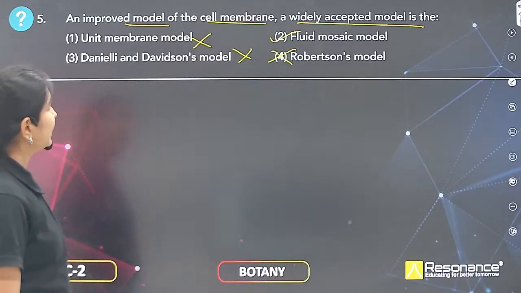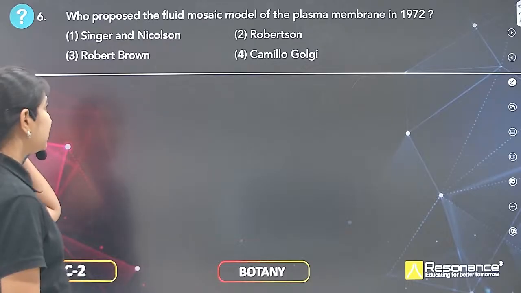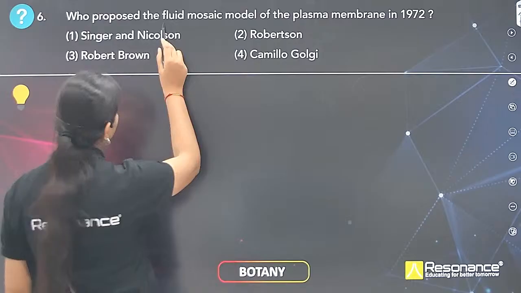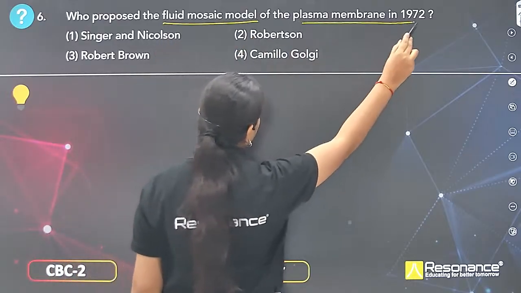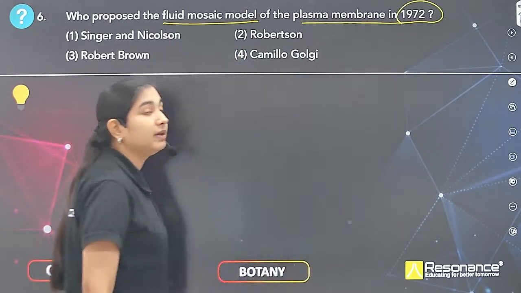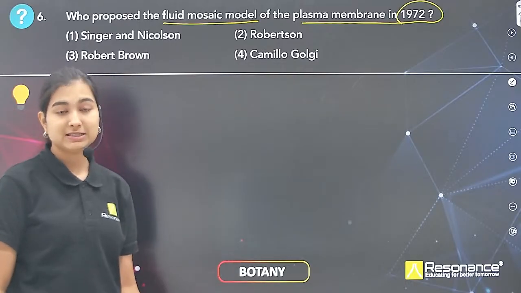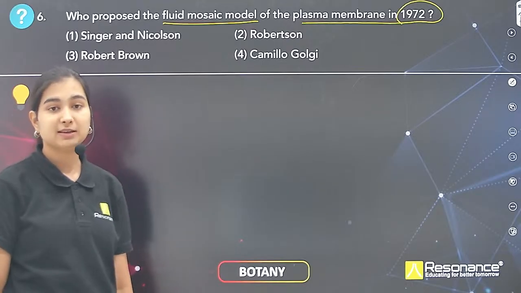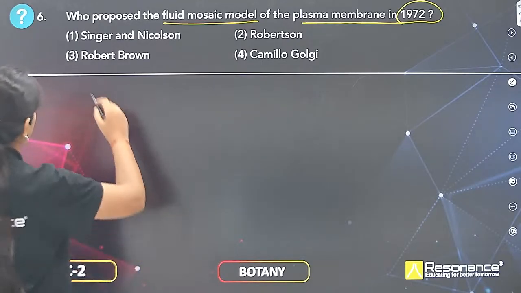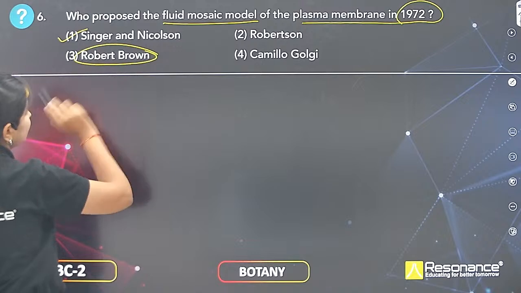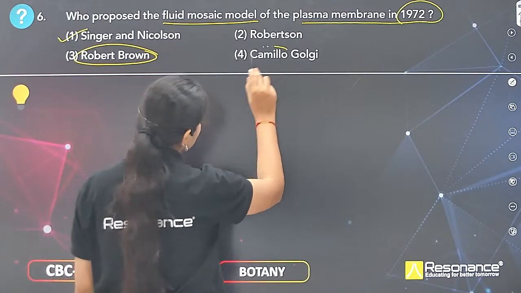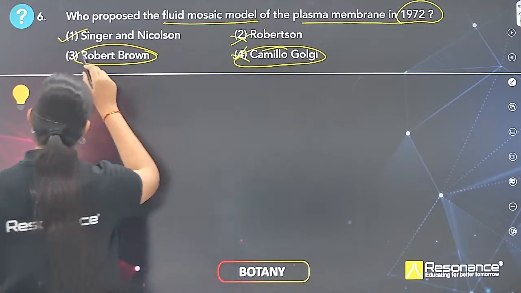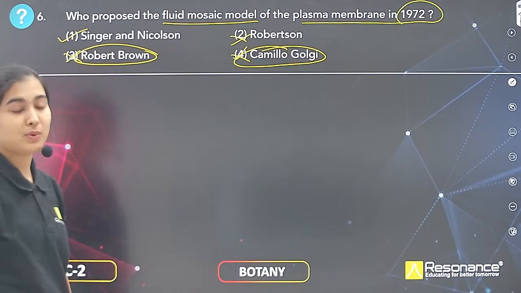Fine. Next, who proposed the fluid mosaic model? Who proposed the fluid mosaic model of the plasma membrane in 1972? The scientists who proposed the fluid mosaic model of the plasma membrane are Singer and Nicolson. It is not Robert Brown because that is related to the nucleus. This is the Golgi apparatus, not Robertson as well. So the answer is option number 1, students.